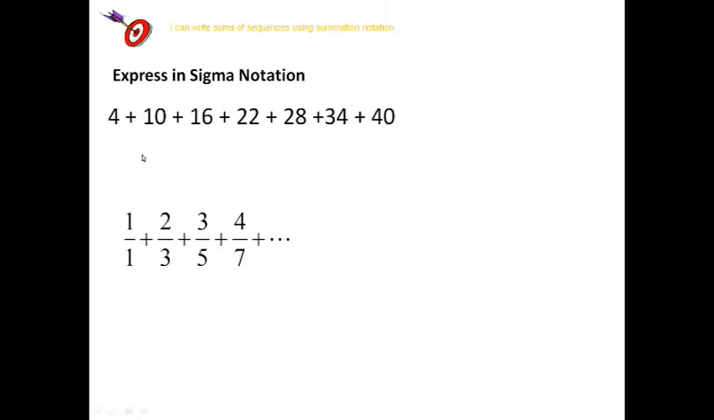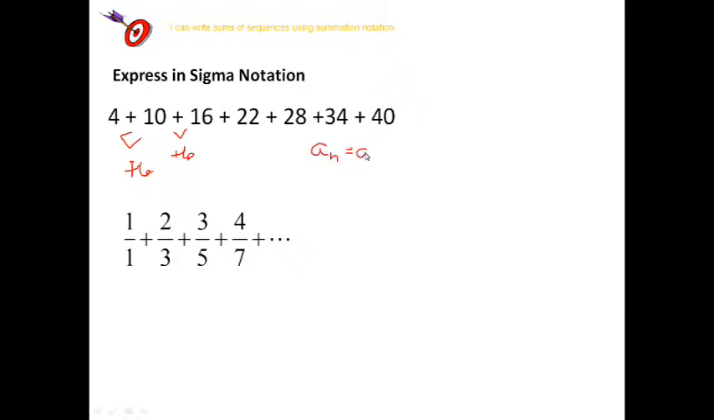Okay, this one on your sheets has a typo in it, so make sure you correct it. So you should have 4 plus 10 plus 16 plus 22 plus 28 plus 34 plus 40. So if you look at here, what we're doing every time is adding 6. So it's an arithmetic sequence. So let's find a rule for it.